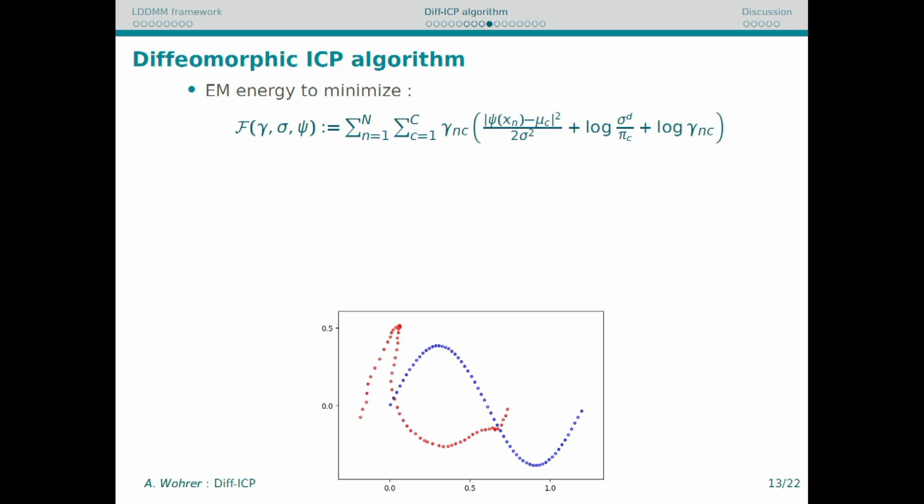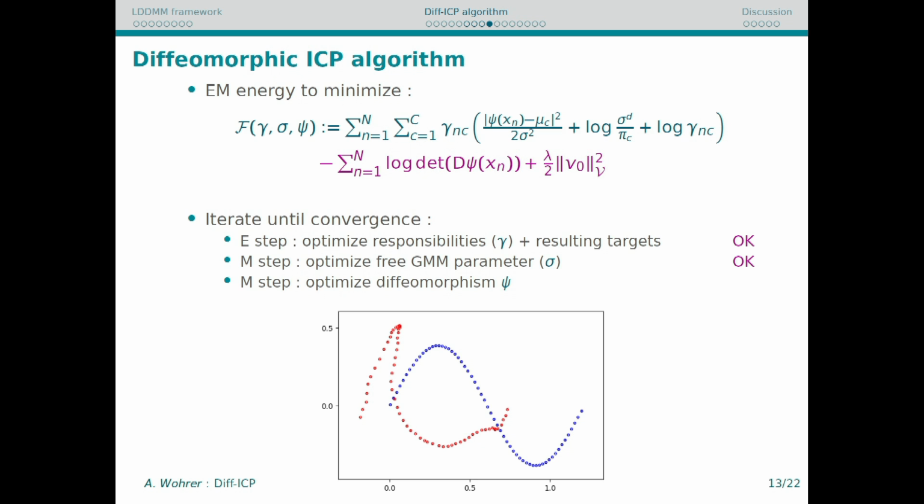And so here it goes again, the EM free energy. So this is the same part as before, but I have two additional terms. I have the log of the Jacobians of my transform at all the data points, and I have the regularization norm over the diffeomorphisms. And I can optimize this thing as before. The E steps and M steps are the same for the responsibilities, for the variance parameter, but for the diffeomorphism, I have to solve it. How do I choose psi to minimize this thing so that I can iterate?